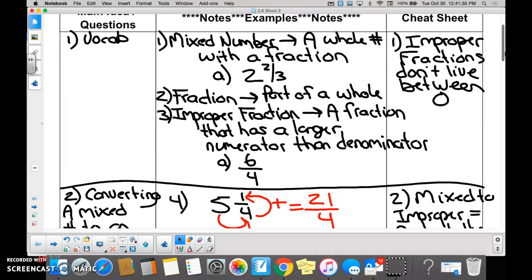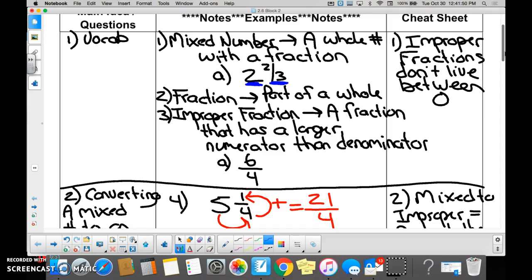It's exactly like what it sounds like. It's a mix of two different numbers, right? This is a whole number, yeah? And this is a fraction. So a mixed number is a mix of a whole and a fraction.